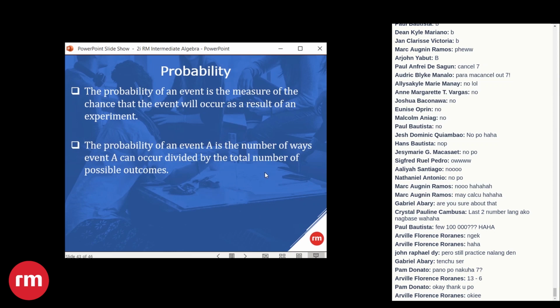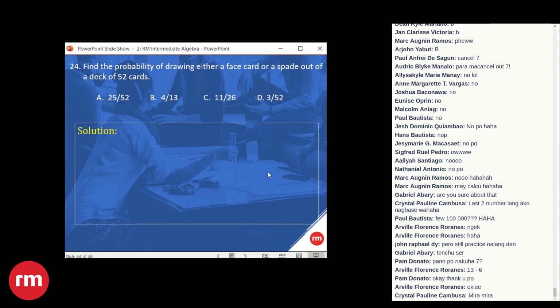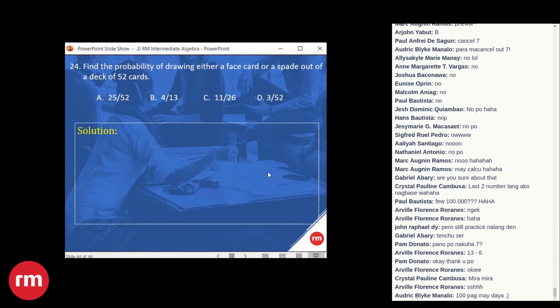The probability of an event A is the number of ways that A can occur divided by the total number of possible outcomes. So in a deck of playing cards, you have 52 items, for example. What is the probability of drawing a diamond? Diba? So, ganun yung mga questions niya. So, basically, in our example, find the probability of drawing either a face card or a spade out of a deck of 52 cards. So, simple probability to.